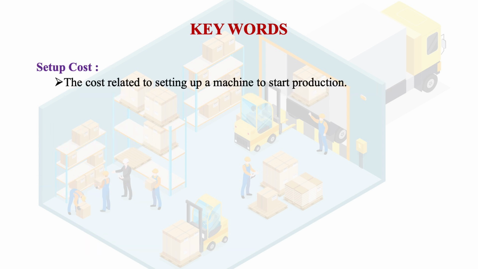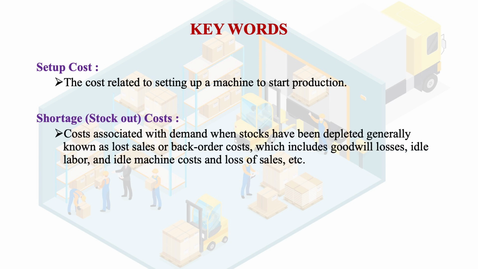Setup cost is the cost related to setting up a machine to start the production. Shortage costs are costs incurred when the stock has been depleted, generally known as lost sales cost or back order cost, which include goodwill cost, idle labor cost, idle machine cost, and the loss of sales. This means losing the credibility of the manufacturer in the market.